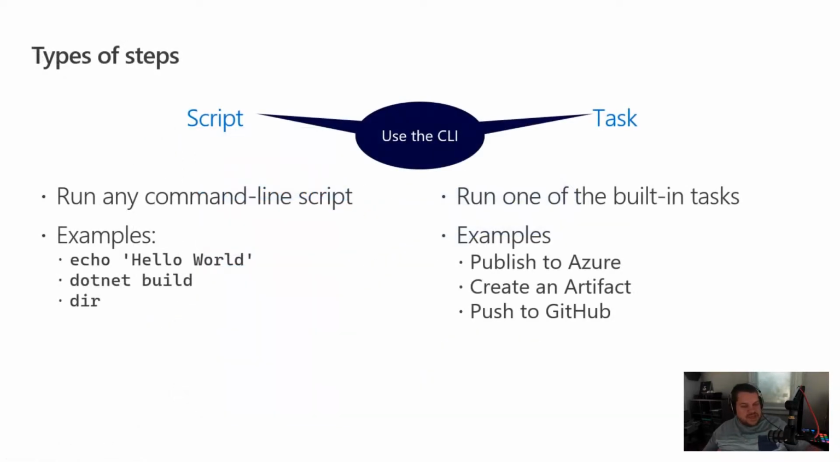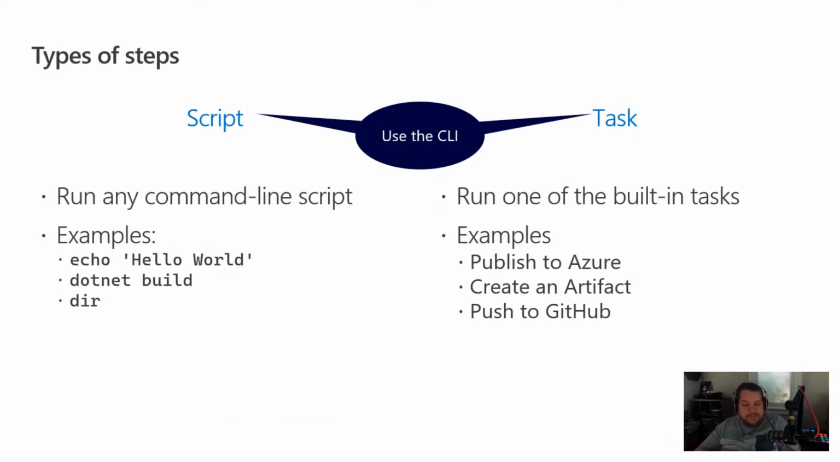Now, I said steps. Steps could be two types of things within a pipeline. They can either be just an arbitrary script, like a hello world, echoing something out from the script, or just some type of built-in bash script command like dir, or it could be something that's useful to some type of command line tool, like for instance the .NET CLI, .NET build. Or Azure Pipelines has lots of built-in tasks.